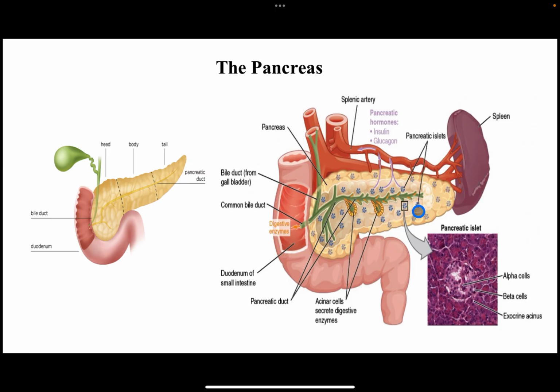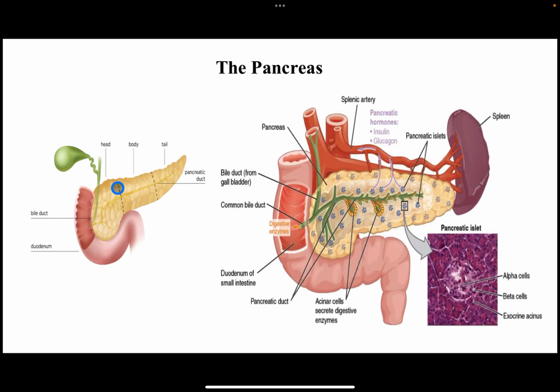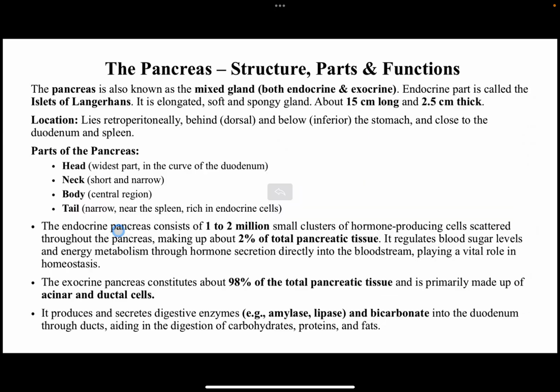Is that okay? So kindly take note of that. Is that okay? Good. So the pancreas basically has how many parts? 4 parts: the head, the neck, the body, and then the tail. Like I said earlier, the head is the widest part in the curve of the duodenum. Just as I explained, the curved portion that is within the duodenum is referred to as the head. The neck is short and narrow, and then the body is the central region, and then the tail is a narrow region near the spleen, and it's rich in endocrine cells.